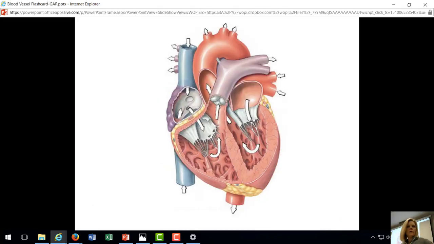Okay, so instead we're going to use these flashcard pictures. I think it's a little easier for me to point to and you can see things better. So if you go in our Blackboard folder under flashcards for blood vessels, you'll get these nice pictures.